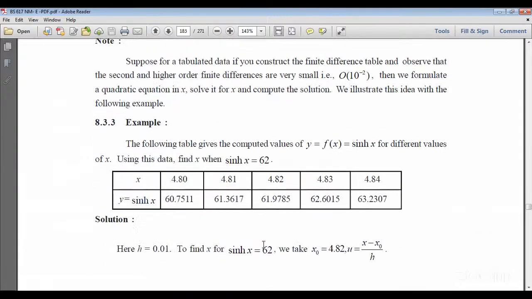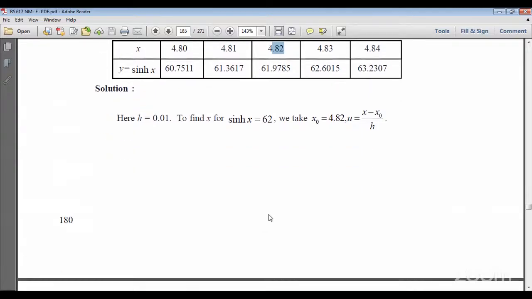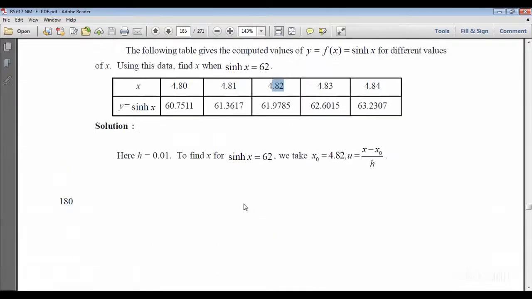The following table gives the values of y equal to f of x, sinh x, for different values of x. Using the data, find x when sinh x is equal to 62. The values of x are 4.8, 4.81, 4.82, 4.83, 4.84, and sinh x is 60.7511, 61.3617, 61.9785, 62.6015, 63.2307. So sinh x is equal to 62 is what they are asking here. X naught is equal to 4.82, the middle value, as there are 5 values here. So x minus x naught means (x minus 4.82) by h we are taking here.